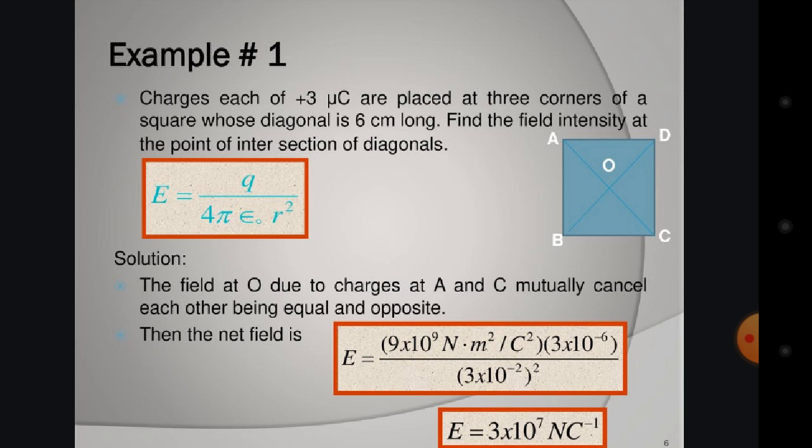That is because it is in centimeter. We have to convert it into meter for us to do our calculation. After that, if you look at our question here, it says that it is placed under 3 corners, and the 3 corners are also in a square. So if you look at it, the field or the force at O due to charge at A and C mutually cancel each other. They will cancel each other out.